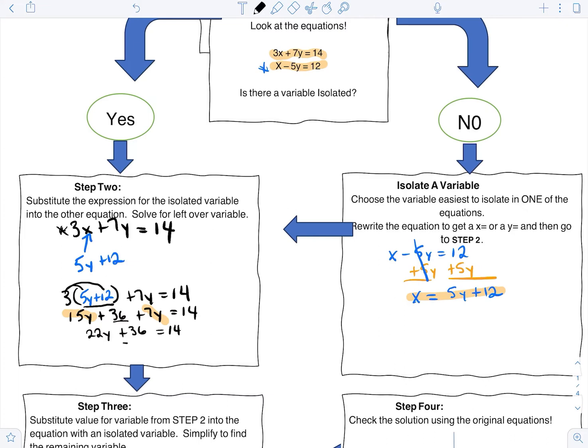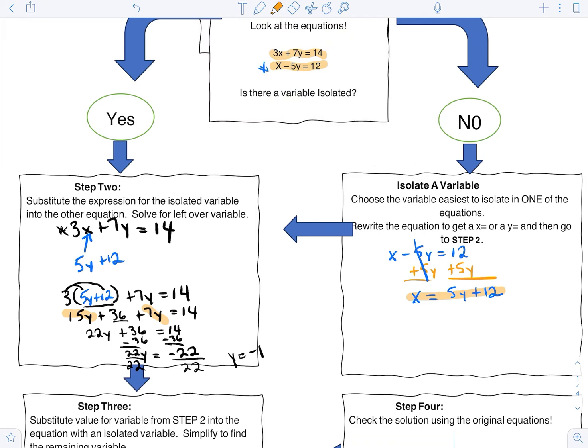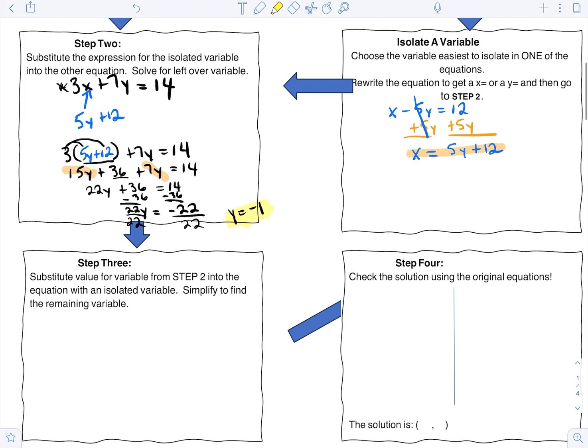And now we subtract 36 from each side here, so that we're left with 22y equals negative 22. Final step is to divide by 22, and y is equal to negative 1. All right, y is equal to negative 1. We have solved for the remaining variable, which was y.